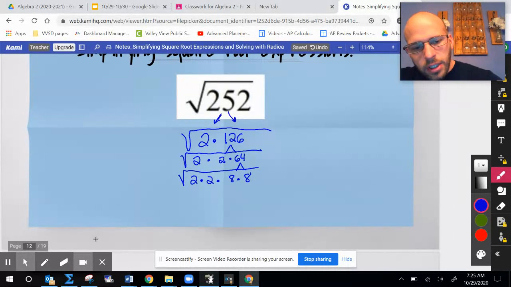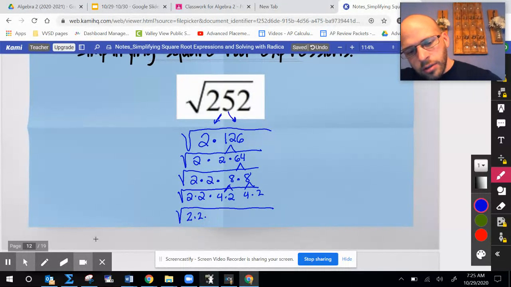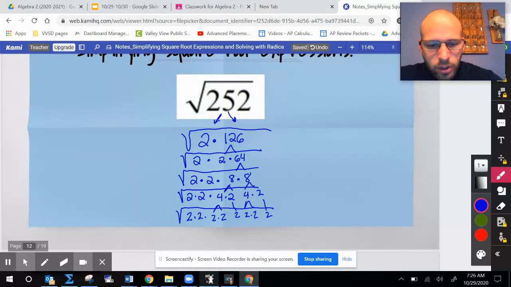Which then gives me 2 times 2. 8 is 4 times 2. This 8 is 4 times 2. And I could just get a slew of 2's here. See how many 2's I get. All these 4's can be broken down into 2's. So I have 1, 2, 3, 4, 5, 6, 7, 8 2's.